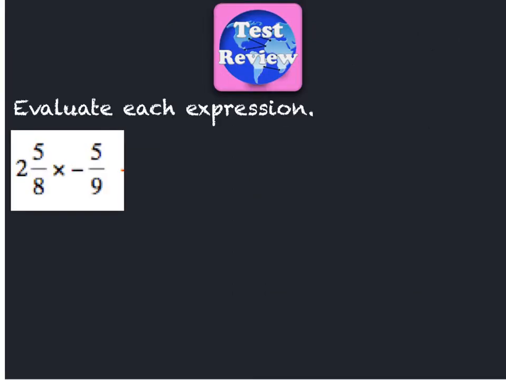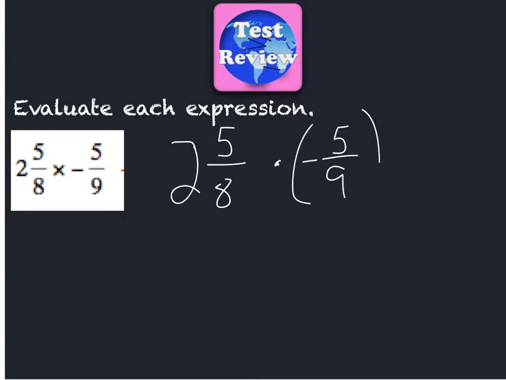So here we have 2 5/8 times -5/9. So remember, when you're multiplying fractions, you have to change any mixed number that you might have into an improper fraction, or a fraction greater than 1. So that's what we do first, which would be 21 over 8. And we're multiplying that times -5/9.